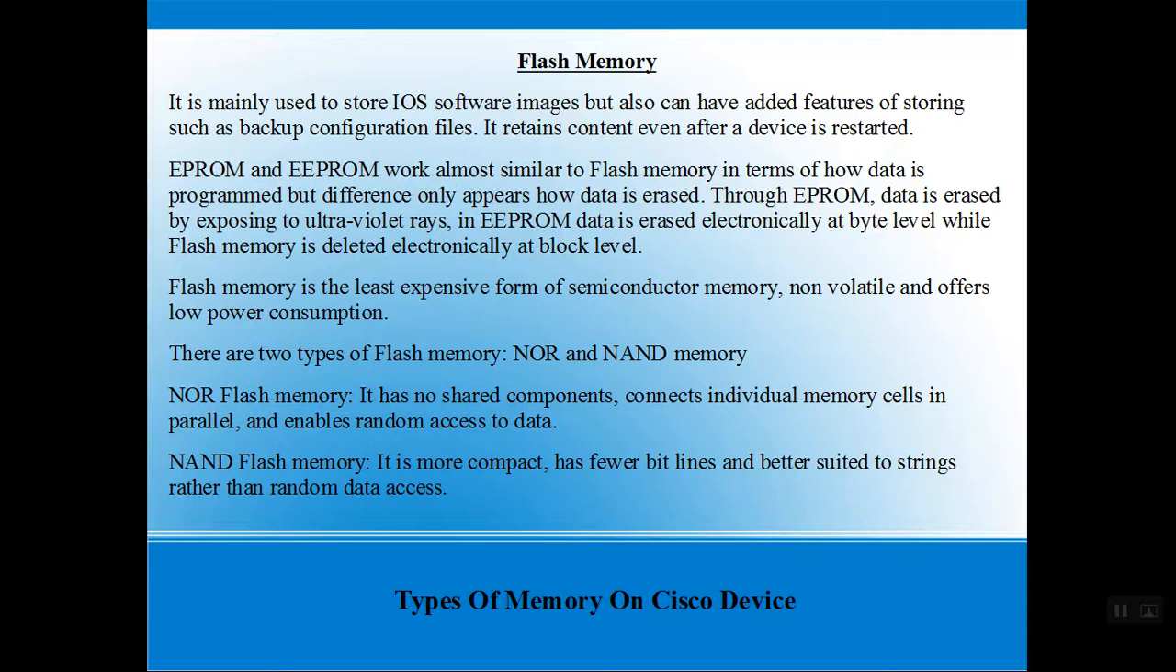Flash memory is the least expensive form of semiconductor memory, non-volatile, and offers low power consumption. Now there are two types of flash memory, NOR and NAND. NOR flash memory has no shared components, connects memory cells individually in parallel, and enables random access to data. NAND flash memory is more compact, has fewer bit lines, and is better suited to strings rather than random data access.